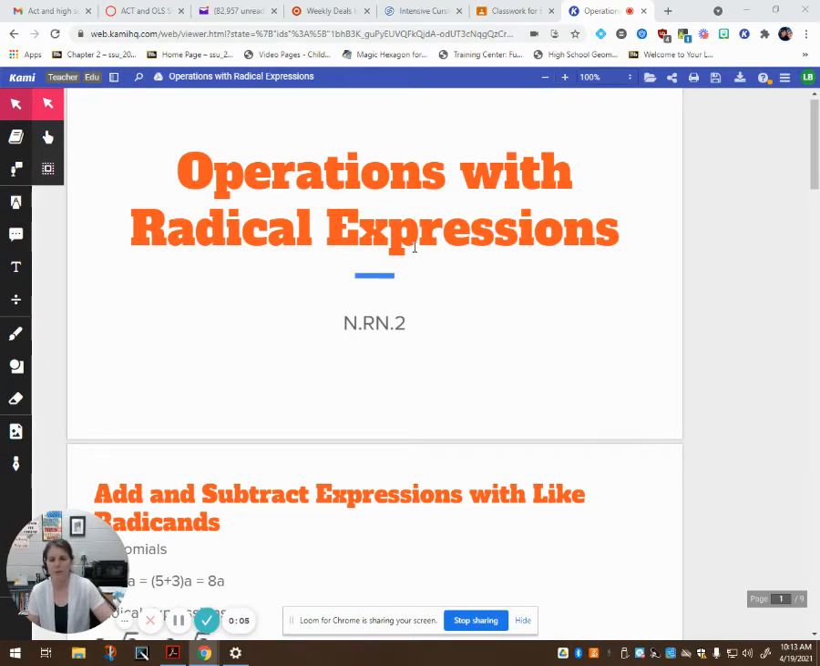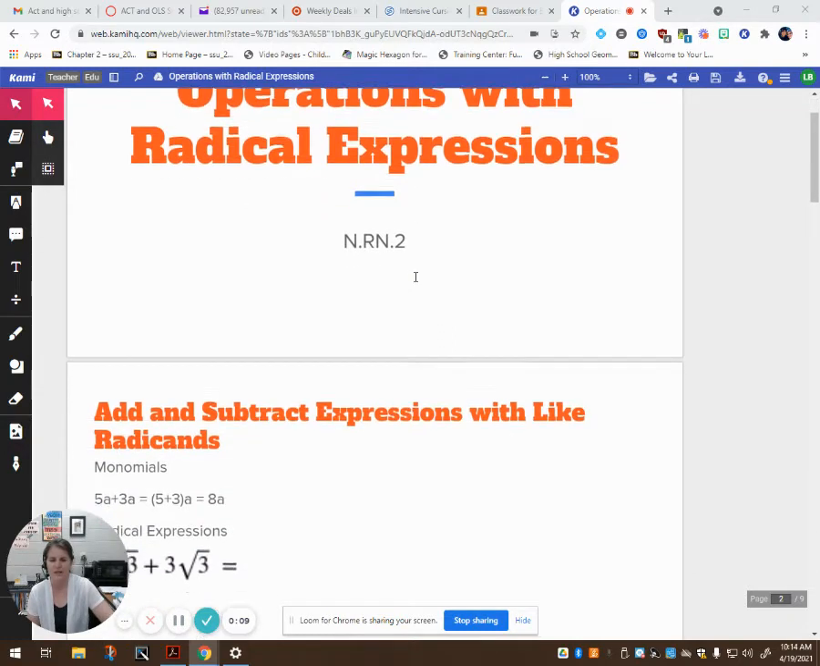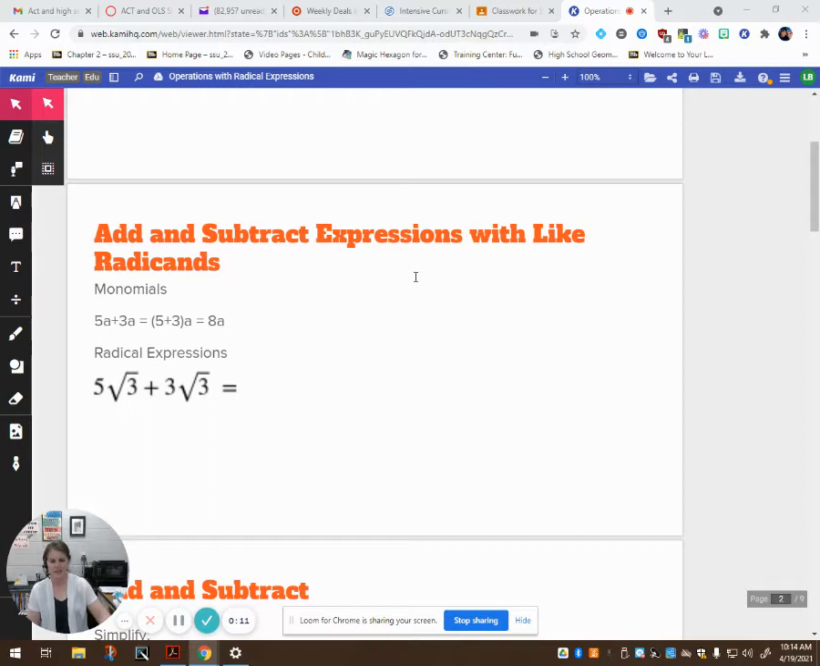Today we're going to look at operations with radical expressions. This is going to be a two-part lesson. Today we're going to begin by adding and subtracting the radicands. So first we've got to recall, what is a radicand? The radicand is this number here underneath of the square root symbol.